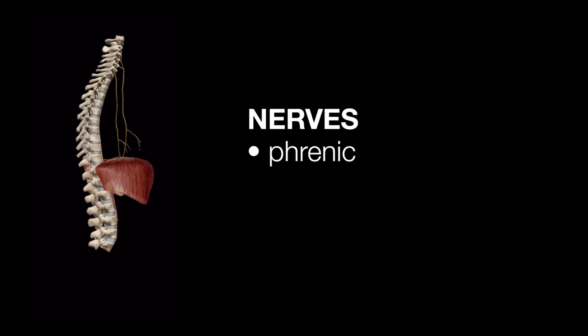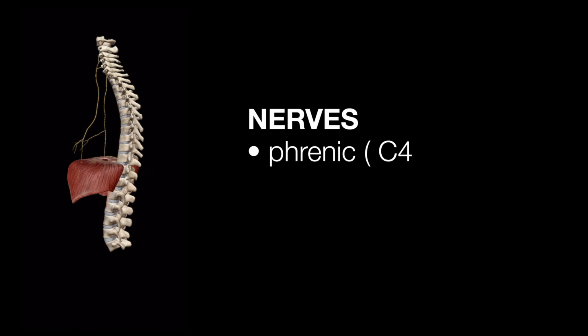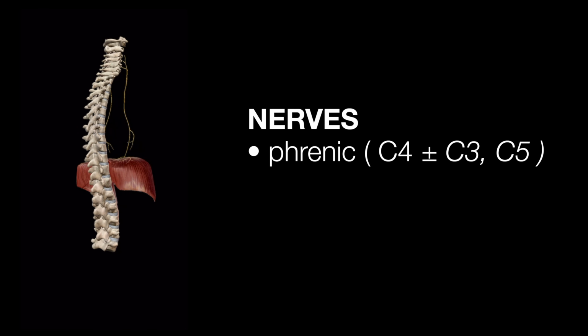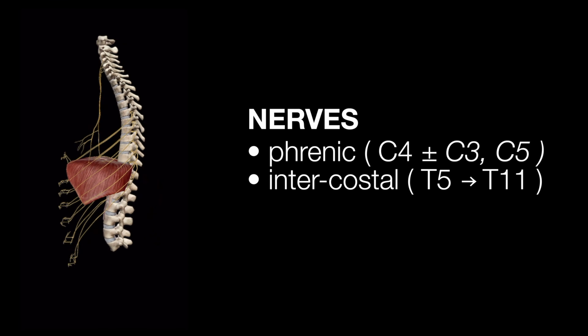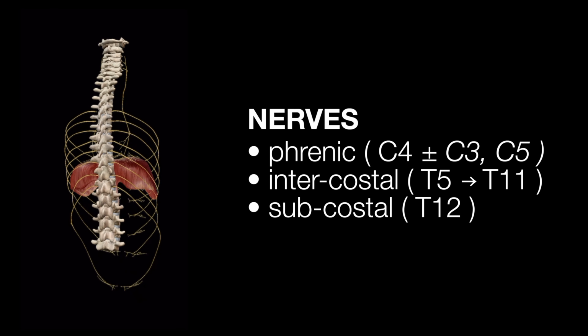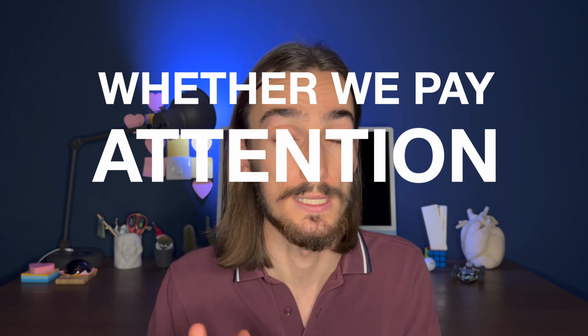The nerves that control the diaphragm are the phrenic nerve that comes from the cervical nerve C4 and sometimes even from C3 and C5, the intercostal nerves that come from T5 to T11, and the subcostal nerves that come from T12. The fact that the phrenic nerves come from the neck region allows us to control the diaphragm even when there is a high spinal damage. The diaphragm is unique because it allows us to breathe whether we pay attention to it or not.